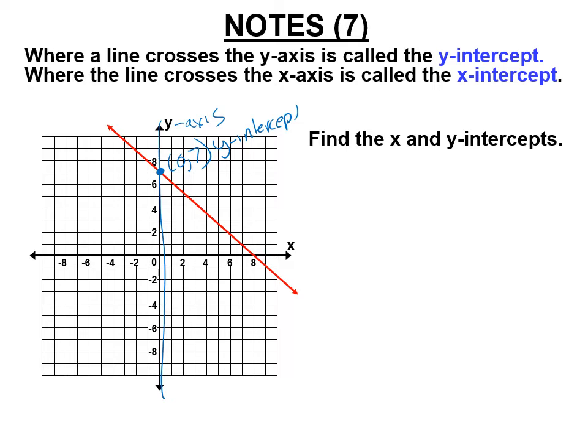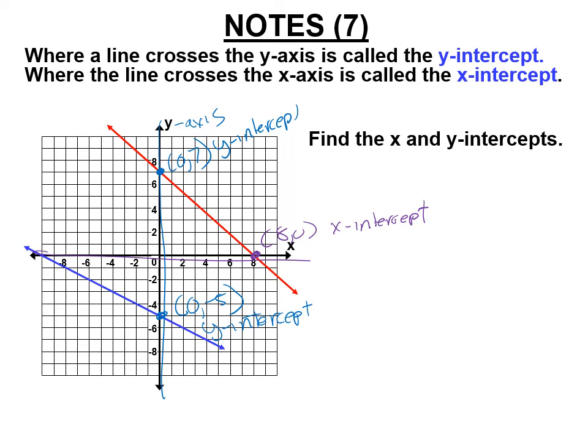The x-intercept is where it crosses the x-axis. It crosses right there. So what's that? The x-intercept is (8, 0). Now let's look at this one. The y-intercept this time, we'll do that in blue as well. The y-intercept is (0, -5). That's our y-intercept of that one.